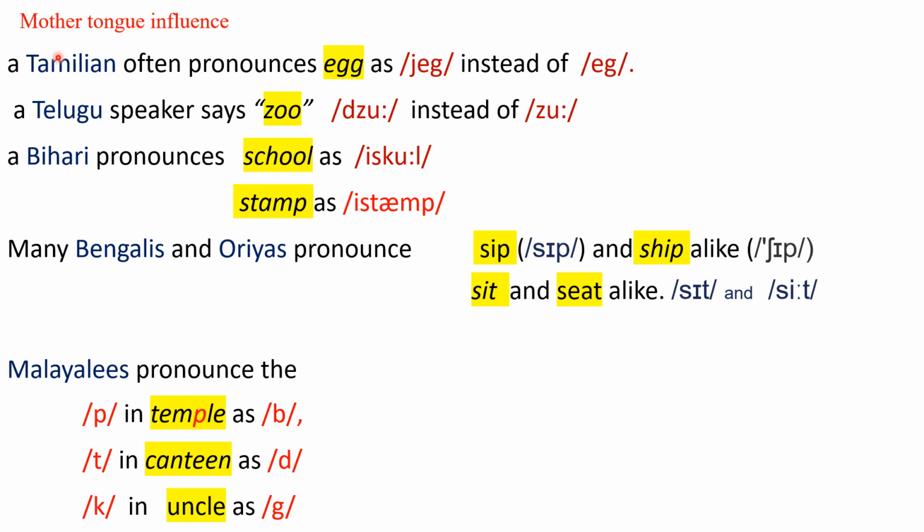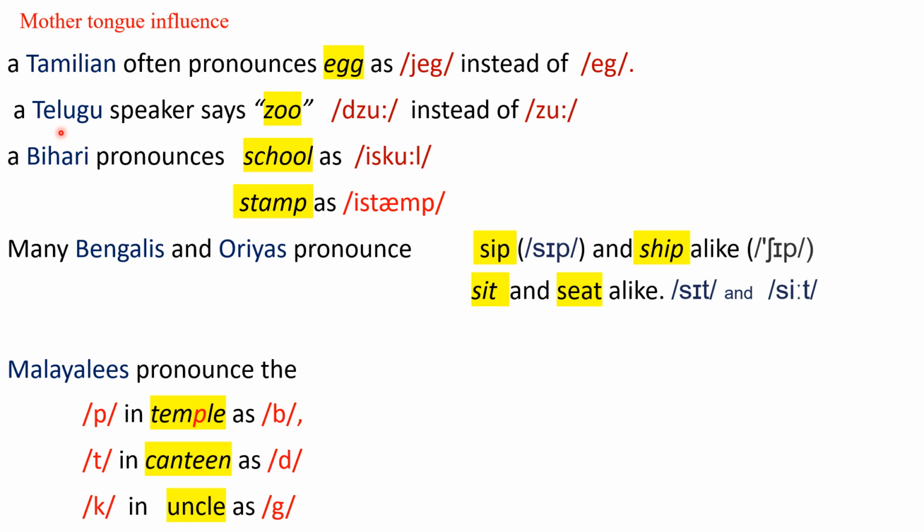Let's see mother tongue influence on English. A Tamilian often pronounces egg as jig. In the place of egg, they pronounce jig. Naturally, regional language speakers apply the sounds of their regional language to English words. Then let's see about Telugu speakers.